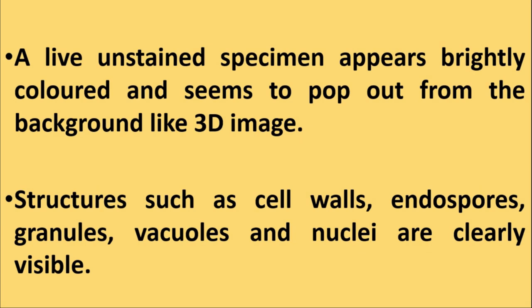A living unstained specimen, you should remember this particular point. This is an important point. What is happening over here? A living unstained specimen appears brightly colored and seems to pop out from the background. It means a 3D image. These types of microscopes will give us a clear 3D image. We can directly observe a 3D image over here. Structures such as cell walls, endospores, granules, vacuoles, and nuclei are clearly visible.